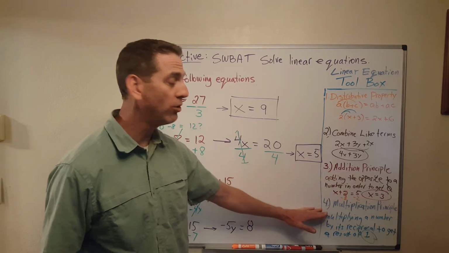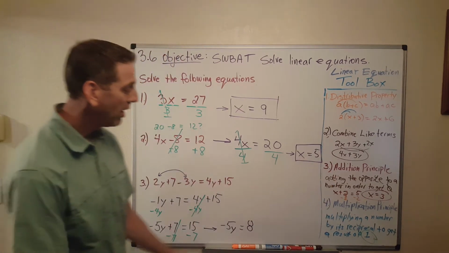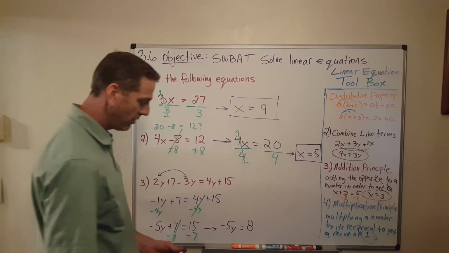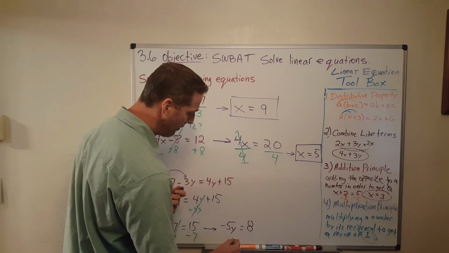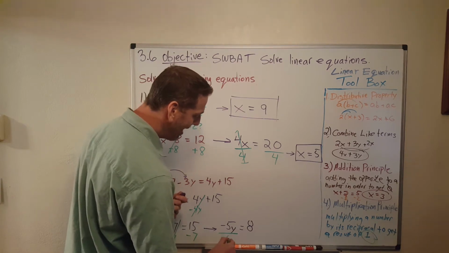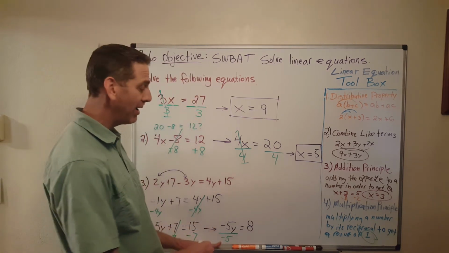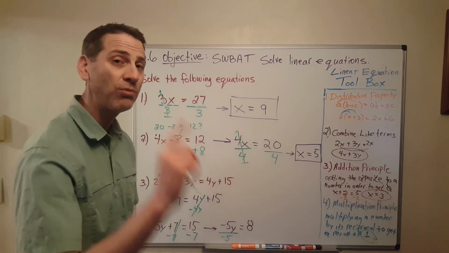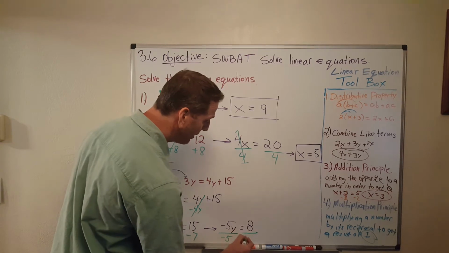Now I move on to multiplication principle. I am multiplying here. All right? So I'm going to go ahead and divide by negative 5. You have to divide by negative 5, because negative 5 divided by negative 5 is going to give me a positive 1. Do that to both sides.